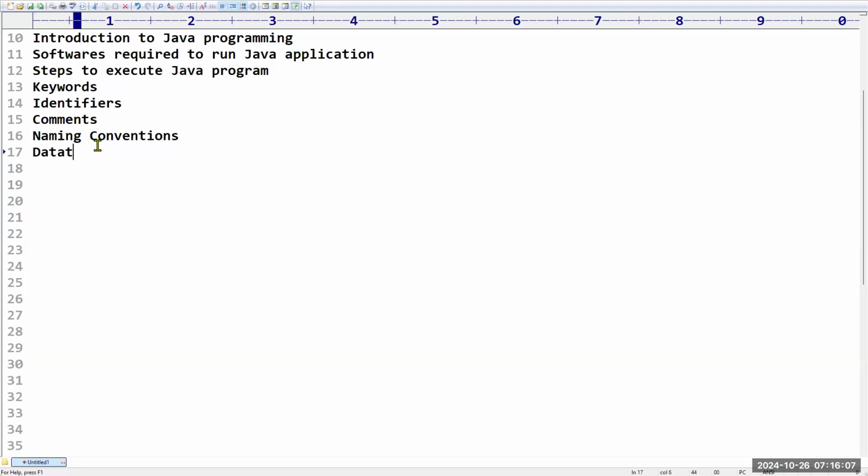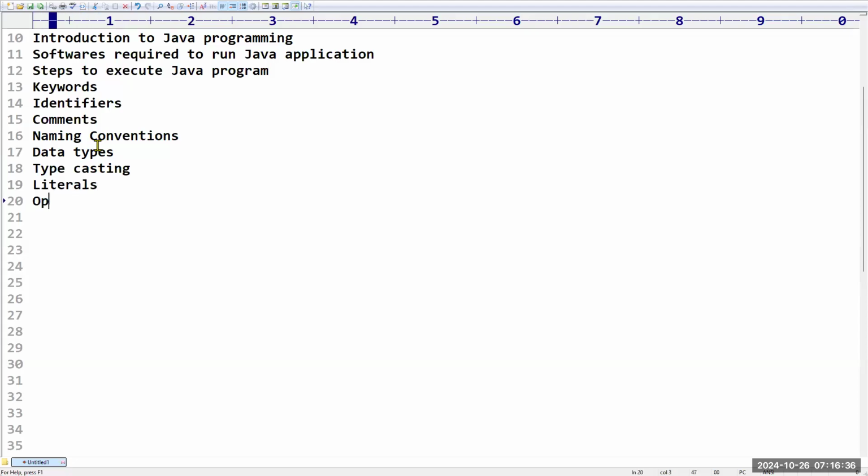Next, data types. Today we are going to discuss data types only. What are the different types of data types that exist in Java? We are going to see detailed information about the data types. Next, typecasting: how we are able to convert one type of data into another type of data. Next, there is a concept called literals.